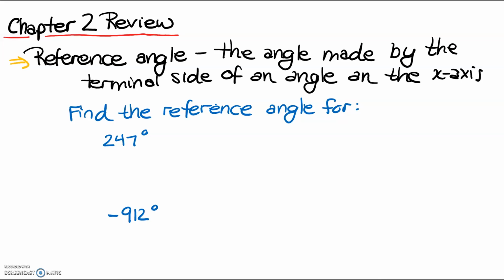So let's first start off by going over reference angles. A reference angle is the angle made by the terminal side of an angle and the x-axis. So let's find the reference angle for these two angles, for 247 degrees.